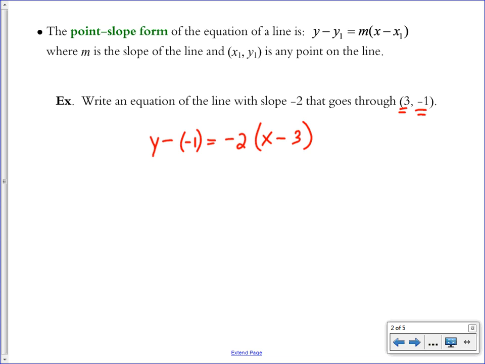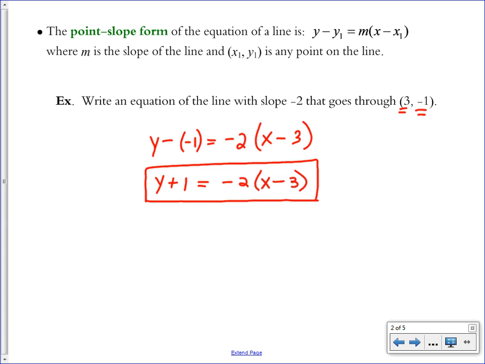And then in parentheses x minus, and then the x subscript 1 is this 3, which is from our point. I'm just going to simplify the left side of this equation, because I don't like that minus and negative. Just change that to y plus 1. The right side of the equation, I'm going to leave as it is, because it doesn't say what form I need to write it in. This is point-slope form, and that's the equation of the line that has those two characteristics.